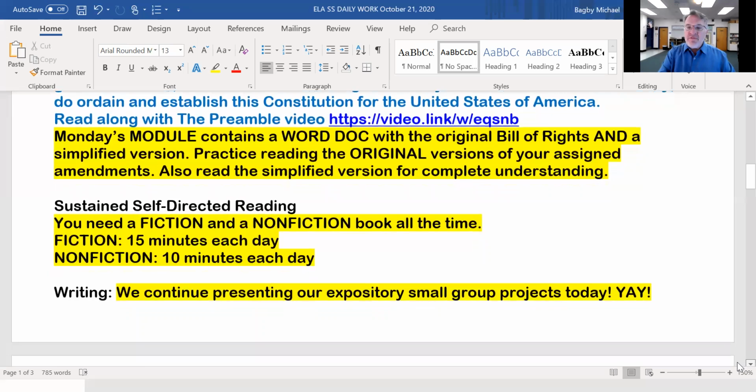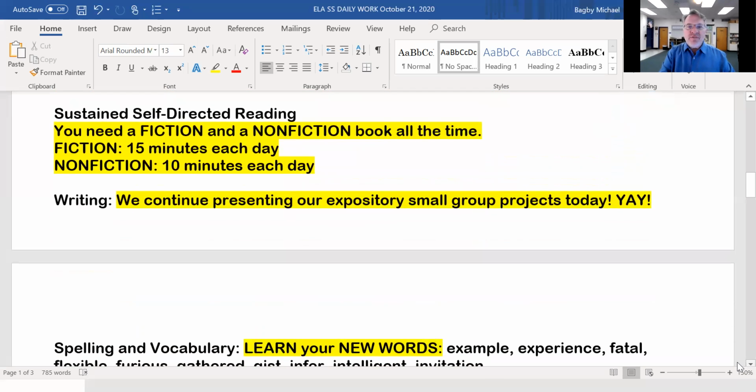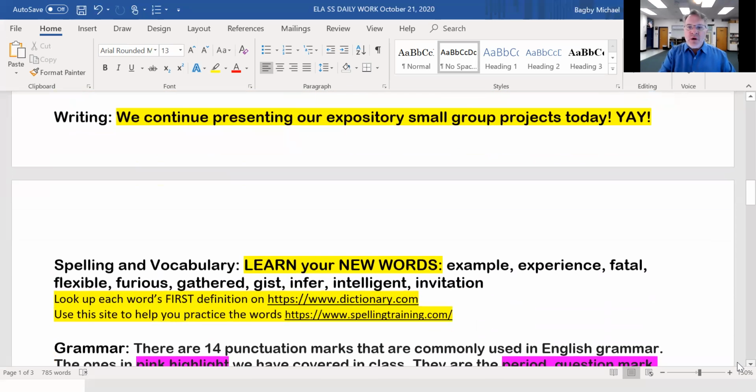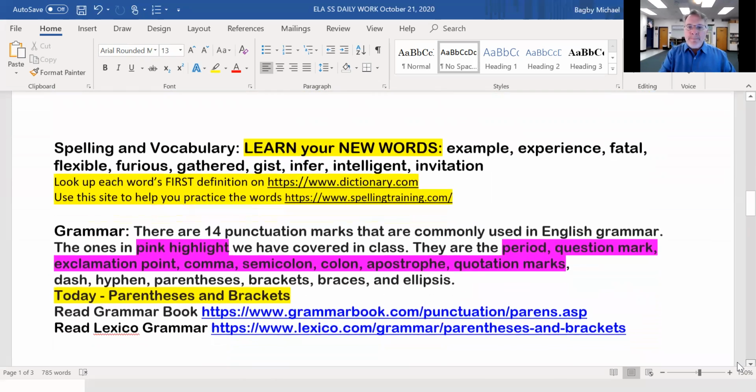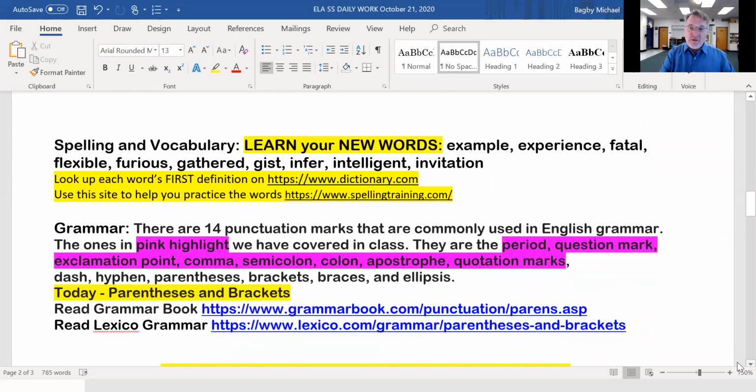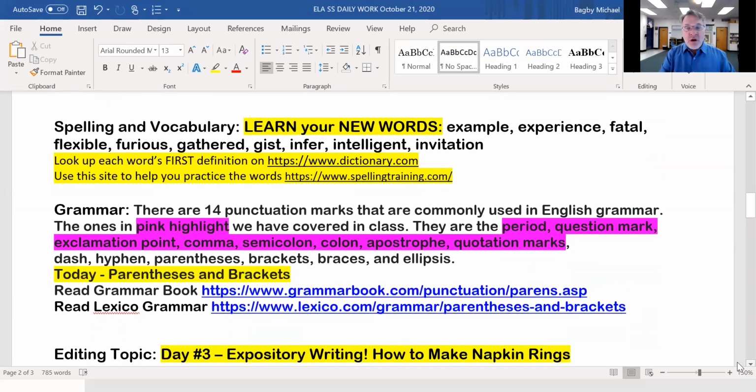And we continue and finish our presentations today for our expository small group projects. They've been going real well, mostly. Make sure, though, that you know who is talking and when, and you're not talking all over each other.